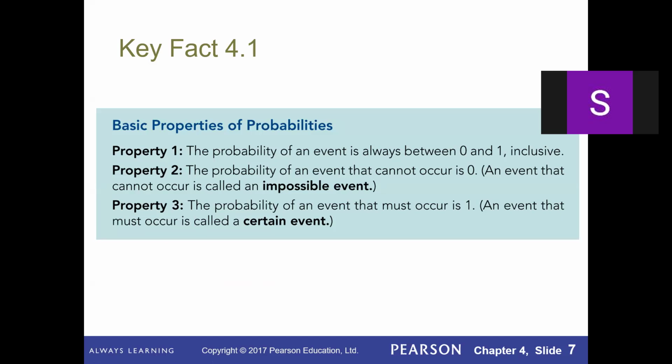There are three basic properties of probabilities. As I said earlier, the probability of an event is always between 0 and 1. And the probability of an event that cannot occur is 0, and we call that kind of event an impossible event. And the probability of an event that must occur, or a certain event, is always 1.